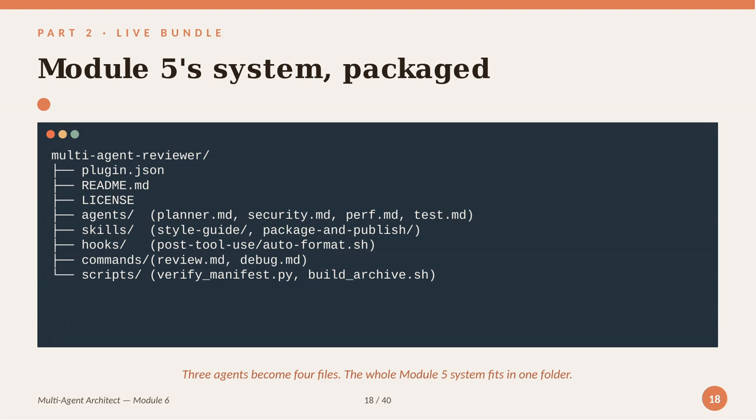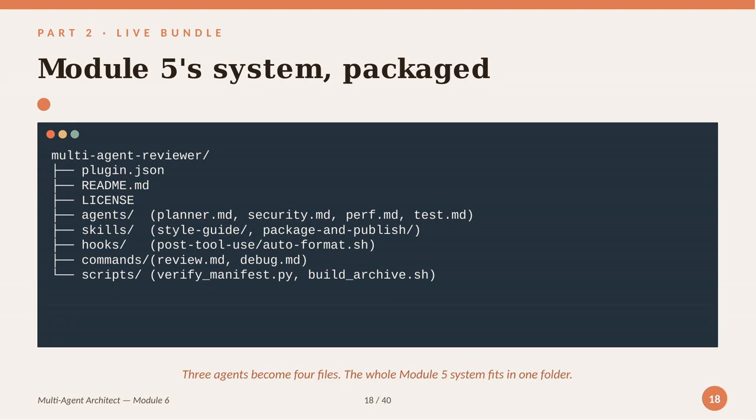Skills folder. Two skills: style guide for code conventions, package and publish for the meta task of shipping. Each skill is a folder with its own SKILL.md plus references and scripts. Hooks folder. The auto-format post-tool-use hook. Other hooks could go here as the plugin grows. Commands folder. Two commands, /review and /debug. Each a markdown file that dispatches the appropriate agents. Scripts folder. The verifier and the build script.